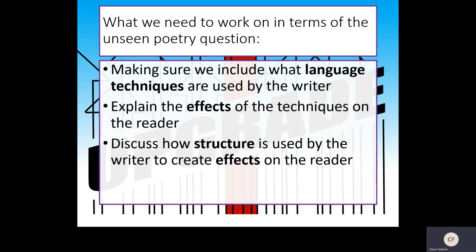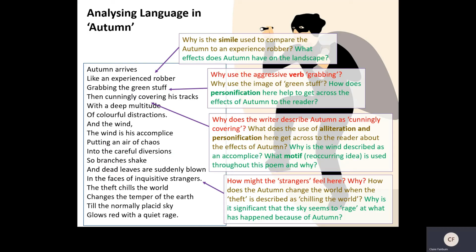So moving on, what we need to work on in terms of the unseen poetry question is this: to make sure we include what language techniques are used by the writer, explain the effects of the techniques on the reader, and discuss how structure is used by the writer to create effects on the reader. So let's go through the poem now. If we have a look at the poem on the left-hand side, and then on the right, there are some questions there to help you analyse the language. Autumn arrives like an experienced robber, grabbing the green stuff, then cunningly covering his tracks with a deep multitude of colourful distractions.